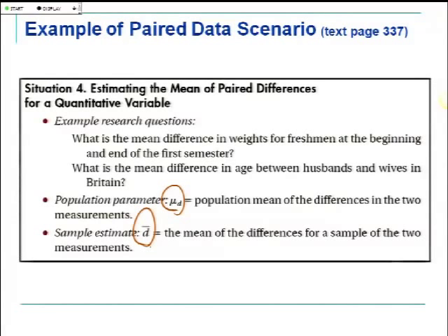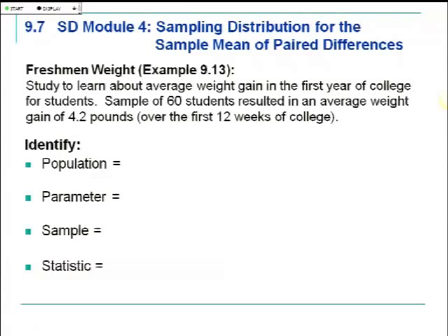So let's take a look at the background that is regarding that first research question. It comes from your text. A study to learn about the average weight gain or weight difference for first-year college students. We have a sample of 60 students, and their average weight gain was 4.2 pounds for that first 12 weeks. So what they did is they measured a difference in weight. They took the after the 12 weeks minus the before. So there is really going to be a gain if it's positive. If the average weight gain was a negative, it would have been that they lost weight on average.